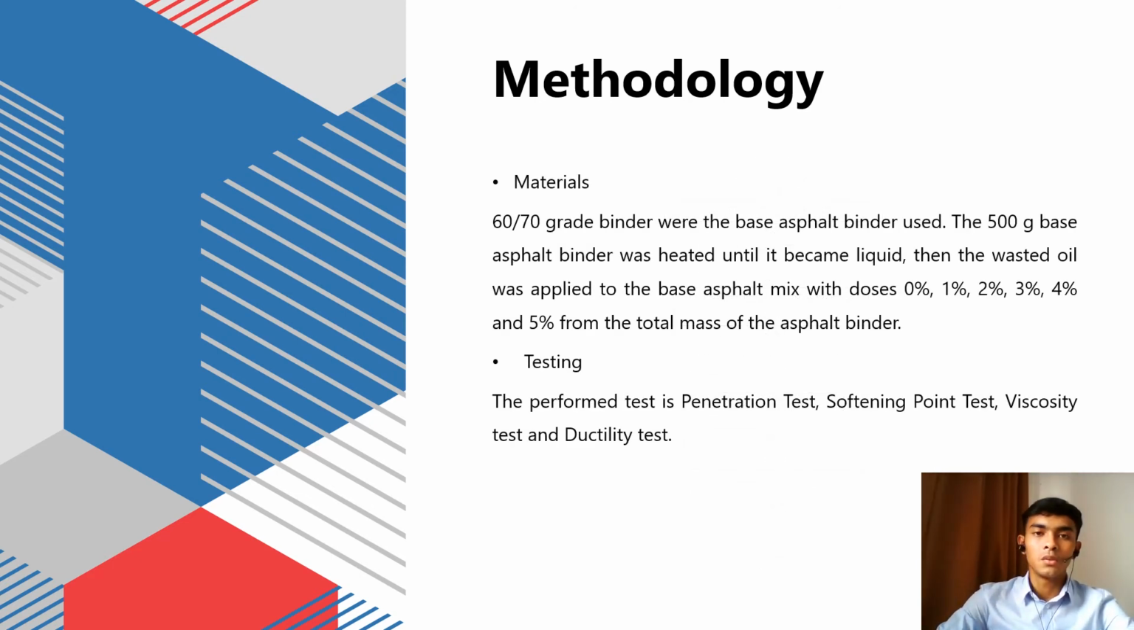The material used for this project is 60-70 penetration grade binder, which will be used as the base asphalt binder. The 500-gram base asphalt binder was heated until it became liquid. Then the waste oil was added to the base asphalt with doses of 0%, 1%, 2%, 3%, 4%, and 5% of the total mass of the asphalt binder. The tests performed for this project are the penetration test, softening point test, viscosity test, and ductility test.